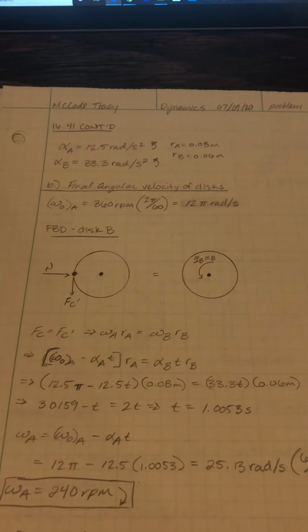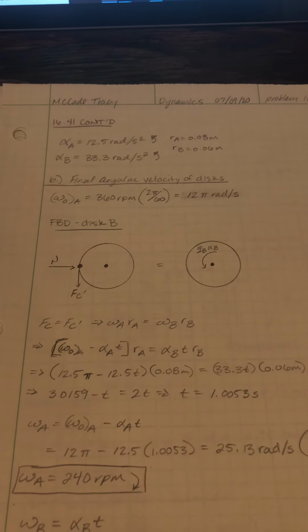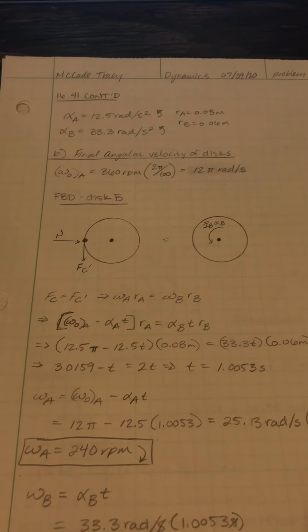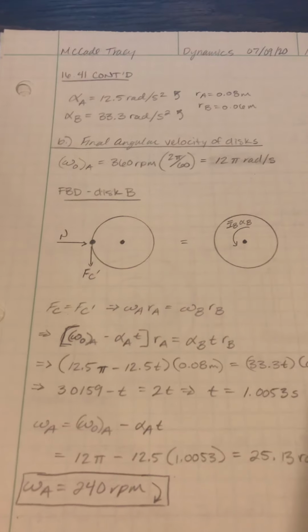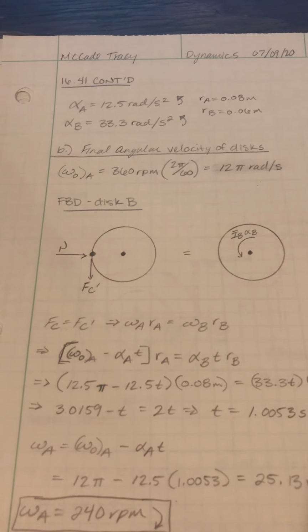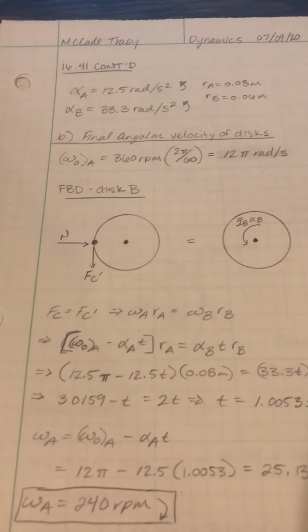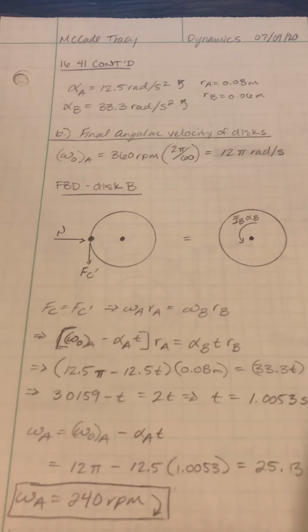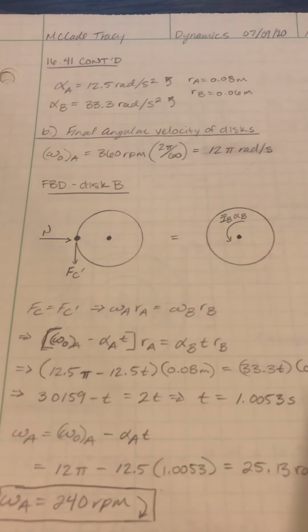And using the free body diagram of disk B, we have the normal force moving opposite to what it was for the free body diagram of disk A, as well as the force of the contact point C. So we designate that as F sub C prime.